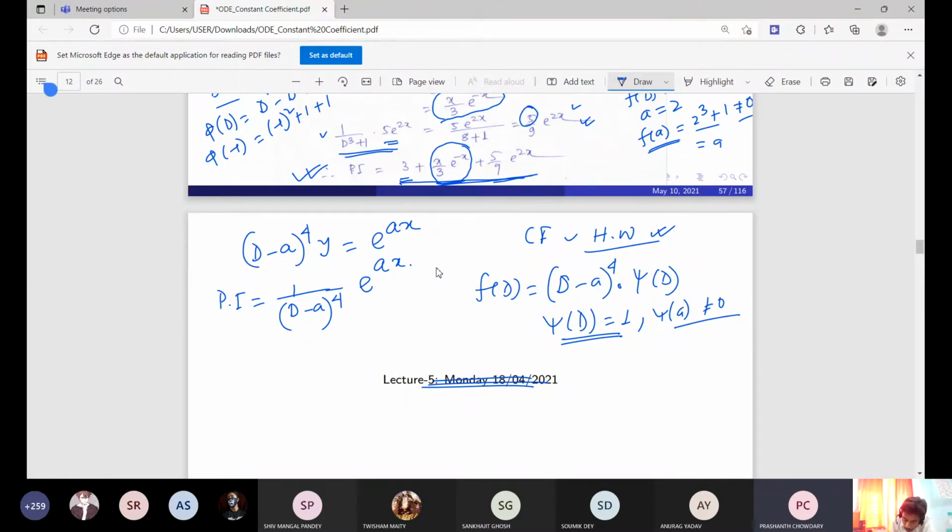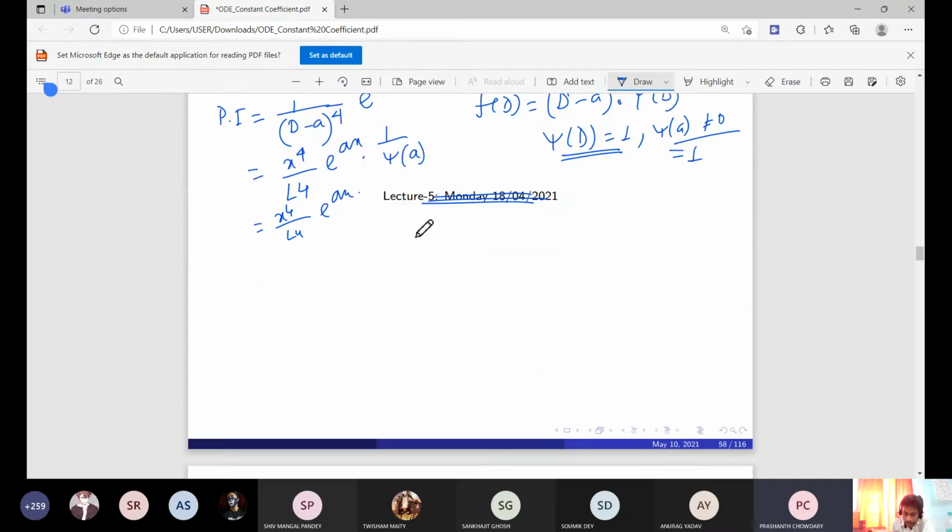So what will its value be? It is repeated 4 times. So the answer will be x to the power 4 by factorial 4, e to the power ax, into 1 by psi of a. Psi of a is 1. So the answer will be x to the power 4 by factorial 4, e to the power ax. Let's take another example: d minus a to the power 4 y equals e to the power x.